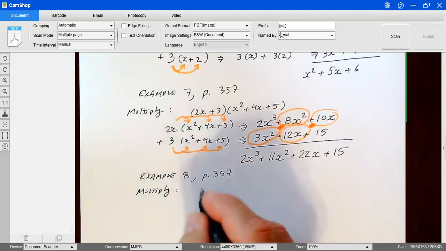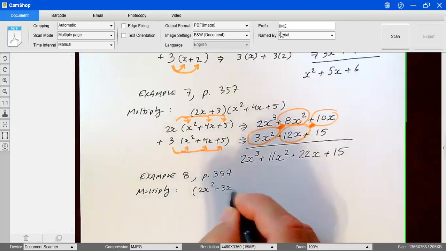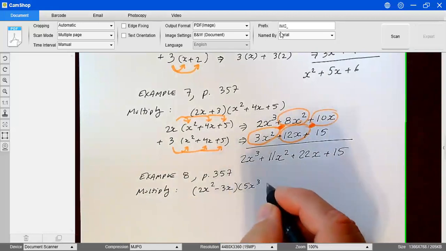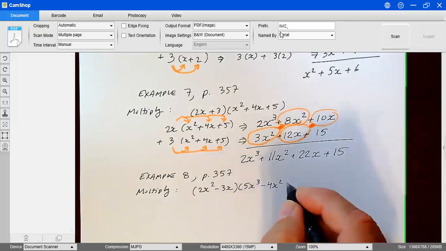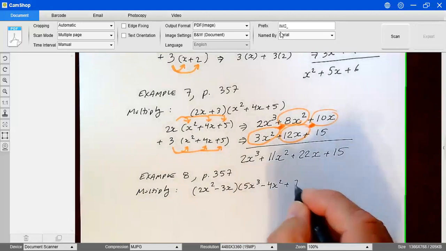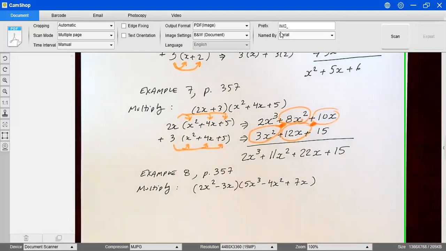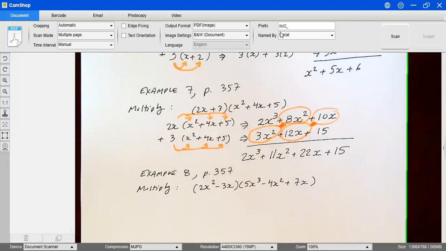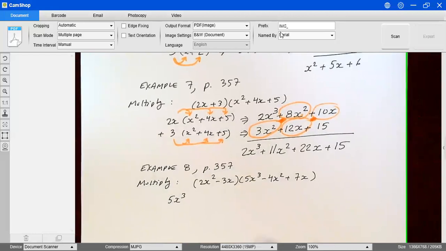We're going to multiply 2x squared minus 3x and 5x cubed minus 4x squared plus 7x. You can write the first polynomial vertically. I'm going to write now the second one vertically, for you to see that you can get the same answer. So I'm going to write the second polynomial vertically.